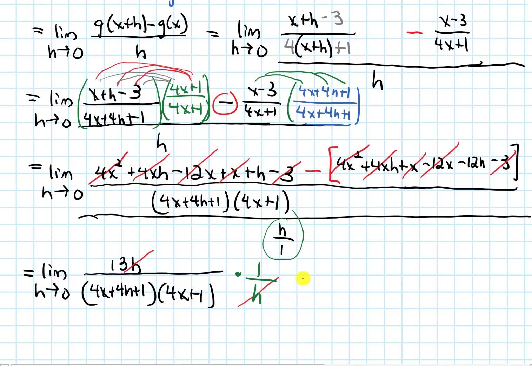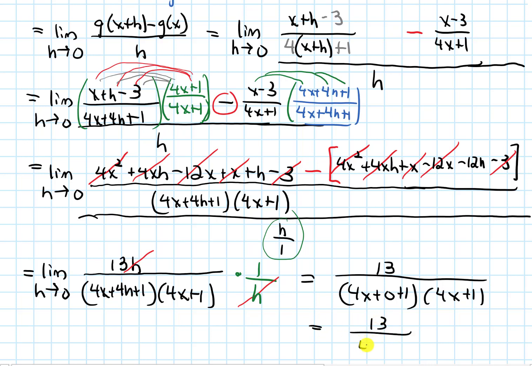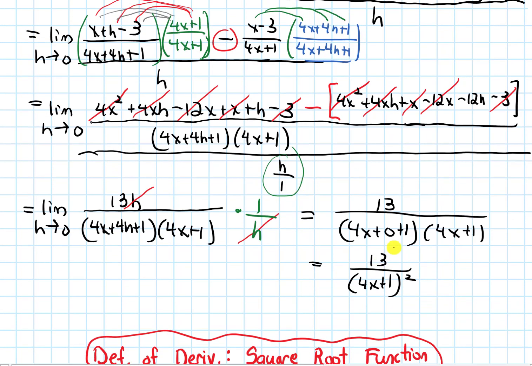Now that we've canceled that, that was the problem with plugging in h equals 0 before, because of this h on the bottom. Now that it's gone, I can plug in, which leaves me with 13 on the top. On the bottom, I get 4x plus 0 plus 1 times 4x plus 1, and that is 13 over 4x plus 1 squared. And that is my derivative.